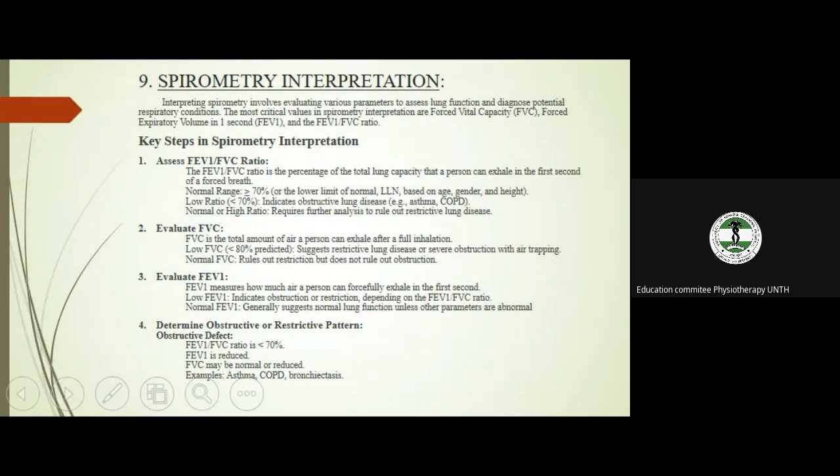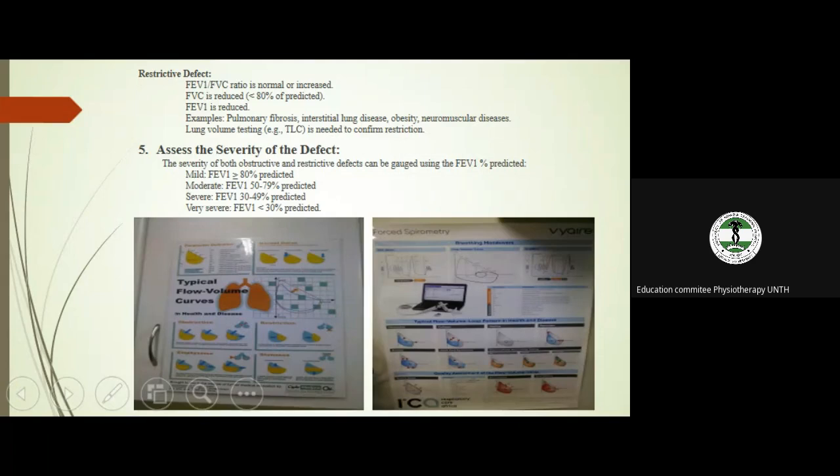Then restrictive defects: the FEV1/FVC ratio is normal. In restrictive lung disease, can you see that the FEV1/FVC ratio is normal? Then there is reduced FVC, which is less than 80%. Then FEV1 is reduced, for example in pulmonary fibrosis. Another test, for neuromuscular diseases, is needed to confirm restriction. Then assess the severity of the defect. The severity of the obstructive and restrictive defect can be guided using the FEV1 percentage predicted.